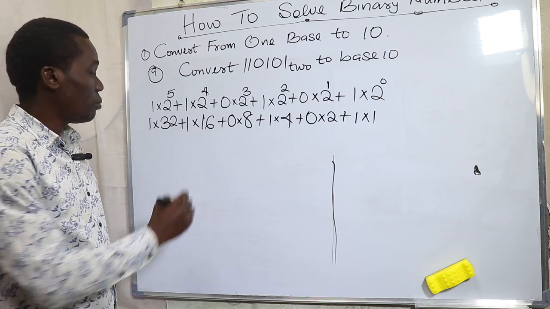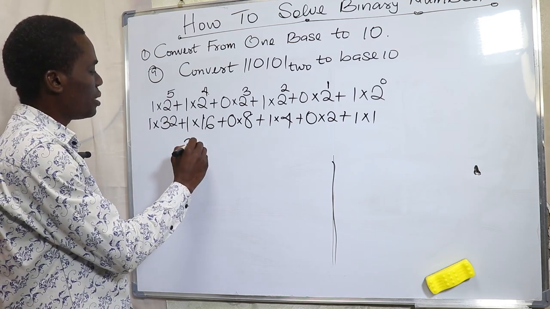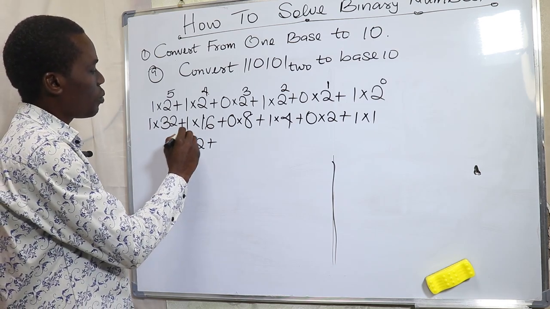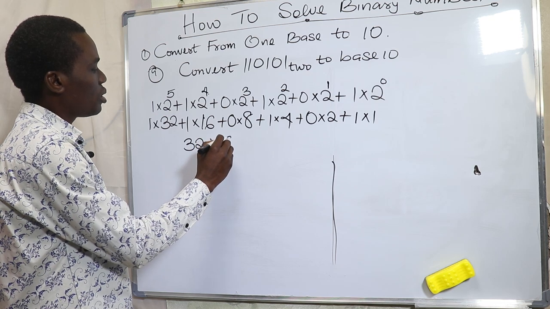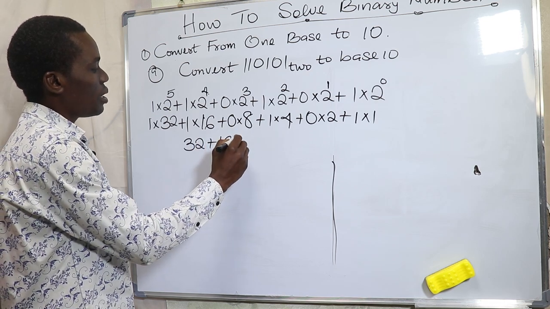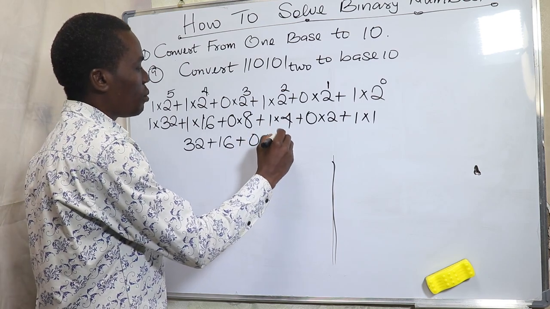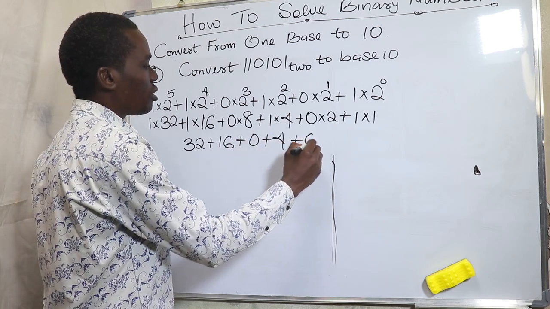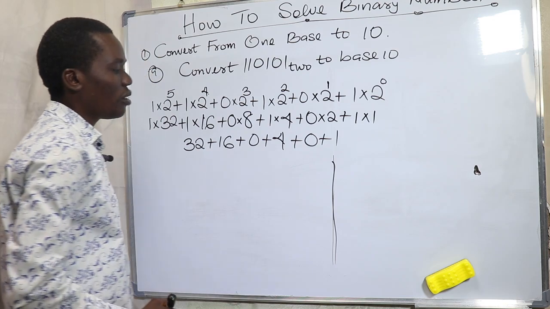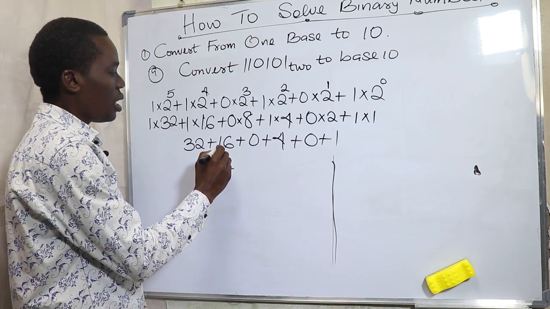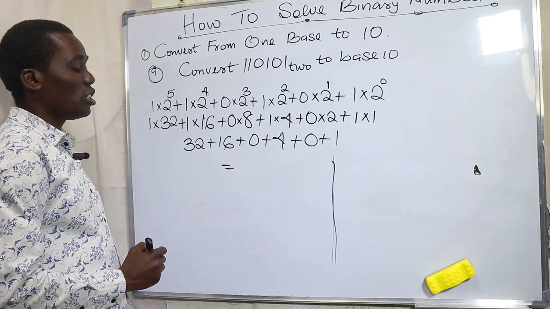32. So from this solution, I'm going to have my 32 plus 1 times 16 is going to give me 16, 0 times 8 is going to give me plus 0, plus 1 times 4 is going to give me 4, plus this is going to give me 0, plus this is going to give me 1. So what do we do? 16 plus 4 is going to give me what?